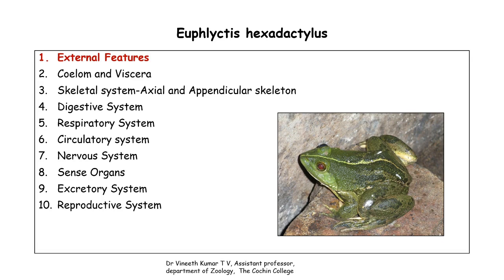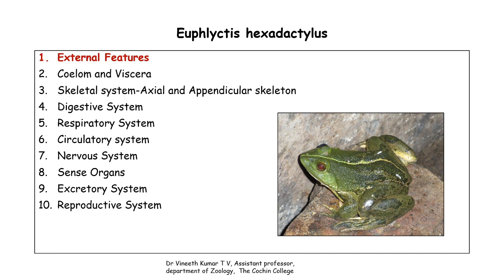We'll first discuss the external features or the external morphology, followed by the coelom and viscera, which is followed by the skeletal system, the digestive, respiratory, the circulatory system, the nervous system, the different sense organs, the excretory system, and at last the reproductive system. So these will be the topics covered under the type study of Euphlyctis hexadactylus, which involves the detailed discussion of all the systems, and the internal as well as the external morphological as well as the anatomical details.